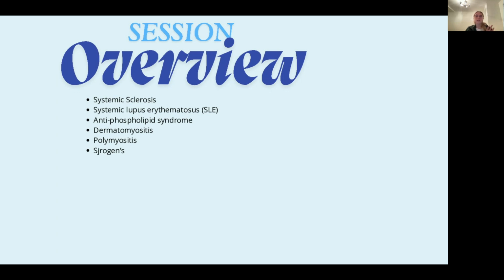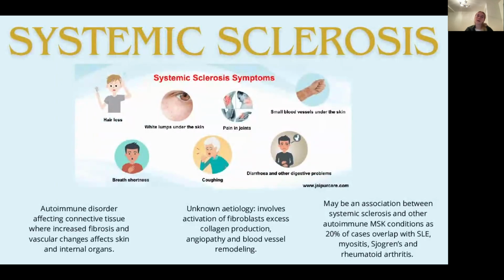phospholipid syndrome, dermatomyositis, polymyositis, and Sjögren's, just to get a picture of some of the main antibodies that might come up in your UKMLA MCQs. So we're first going to have a little look at systemic sclerosis.